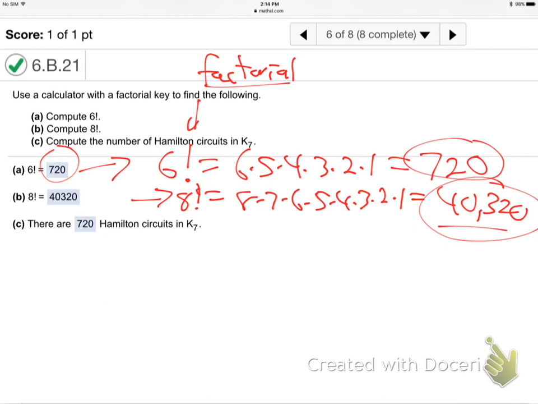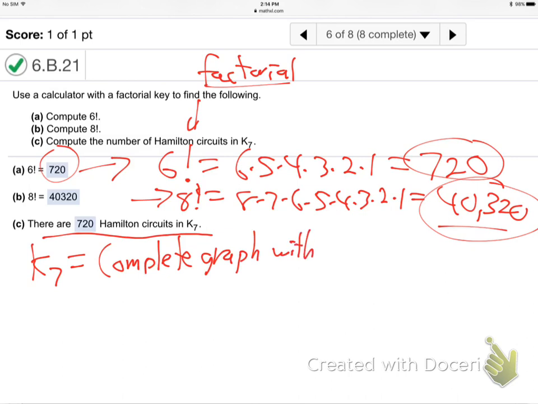Okay, now they're going to say, how many Hamilton circuits in K7? Now, what's K7? K7 means a complete graph with 7 cities or points, however you want to say it. I don't know why we use K, because the word complete has a C. Maybe some math teachers that were struggling with spelling. For whatever reason, we use K.